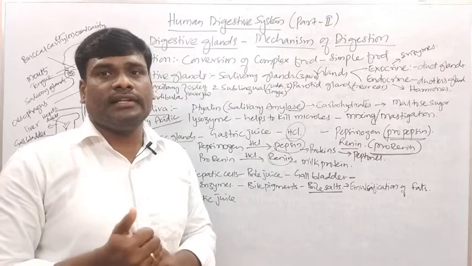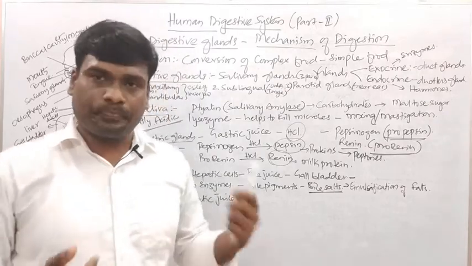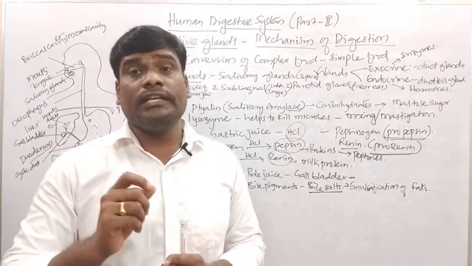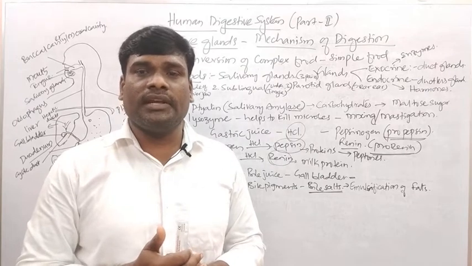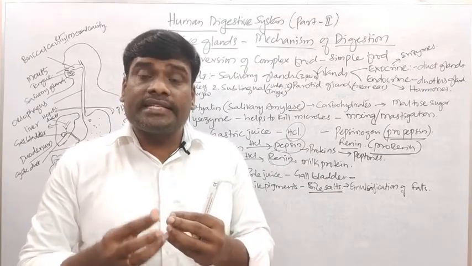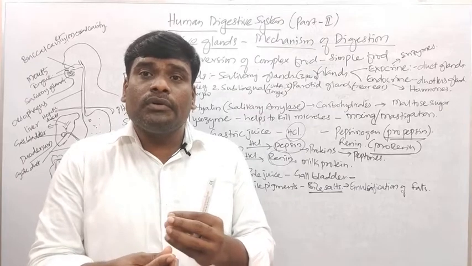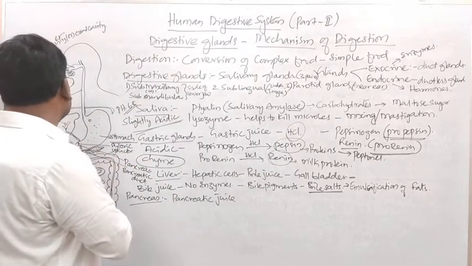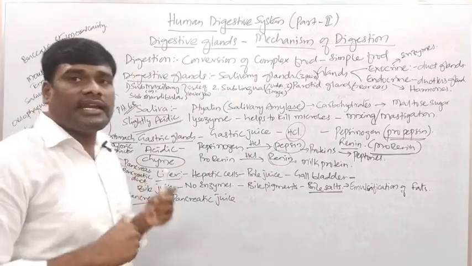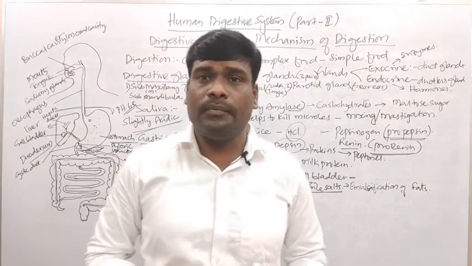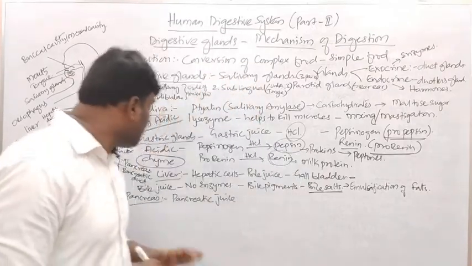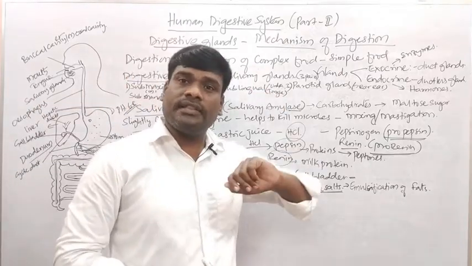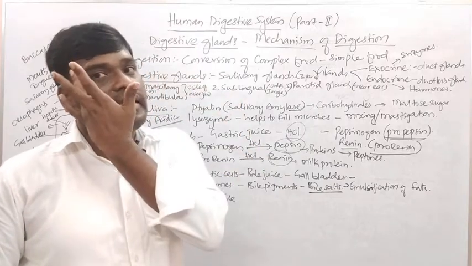I wanted to tell one thing here. The islets of Langerhans, the cells in the pancreas, secrete a hormone called insulin. Insulin converts the excess sugar into glycogen and stores it in the liver. Whenever our body needs sugar, this glycogen is converted back into sugar and used by the body. I'm not writing it here because we will discuss it in the chemical coordination lesson, children.